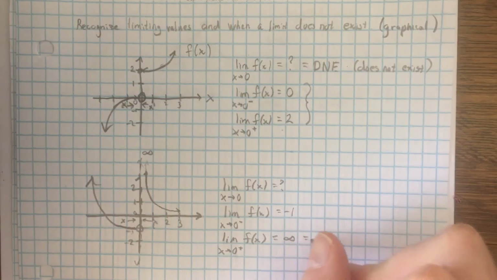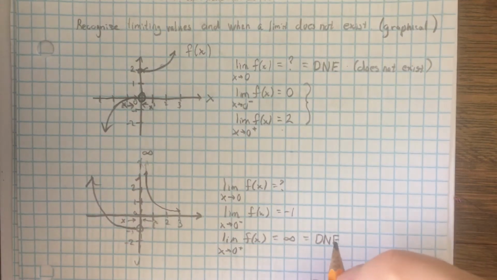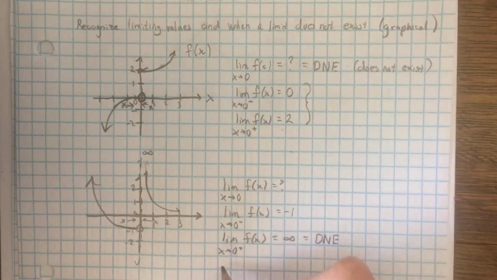But nevertheless, that is DNE, because that is not a finite value. That's not a number. Infinity is not a number. It's simply some qualitative statement about what the function is approaching, i.e. it's just getting larger and larger. But it doesn't make it exist since it's not a number. As a matter of fact, this type of limit has a particular name. It's called an infinite limit.